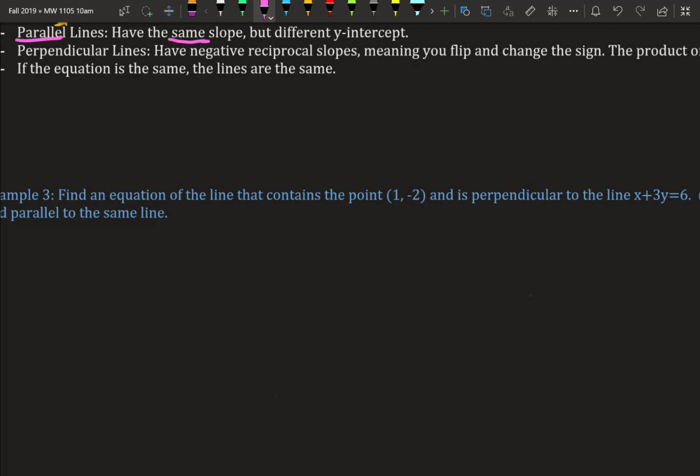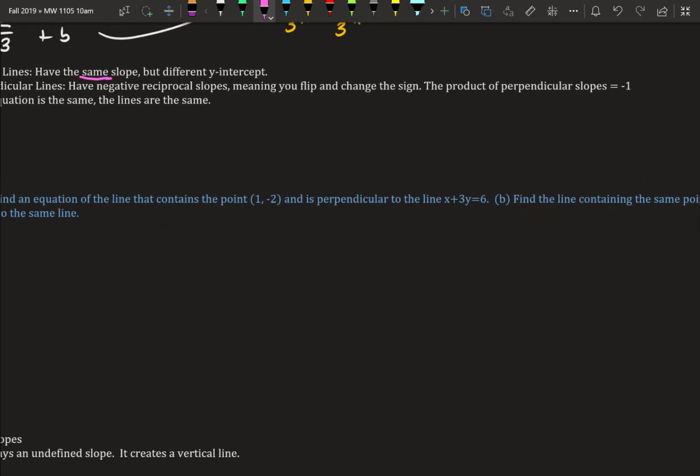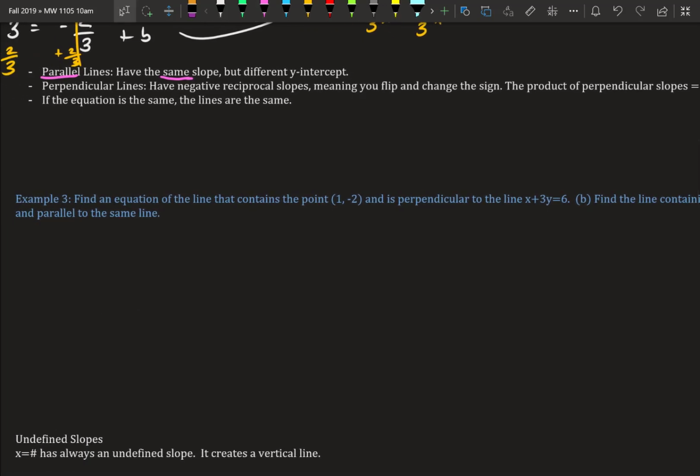So what does negative reciprocal slope mean? It means you flip and change the sign. Also, a fun fact about perpendicular slopes, if you have two slopes and you multiply them together, it equals -1. That's just a fun fact. And if the equation is the same, the lines are the same. No duh.